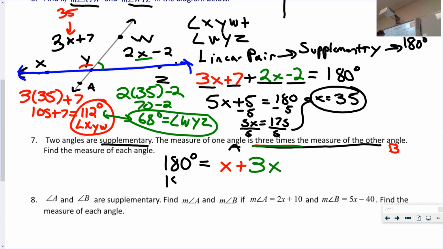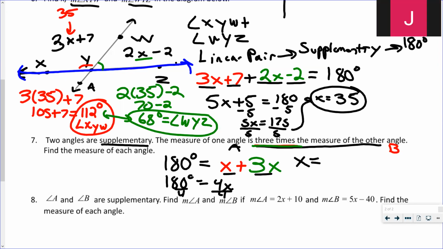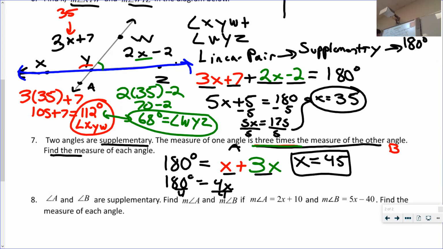If not, 180 degrees, combine like terms. 4x divided by 4 on both sides. X equals 45. Thank you. Yep. Appreciate it. So x equals 45. But let's look at the question. Find the measure of each angle. Well, we already established 45 is whatever B is. So A should just be 3 times 45.